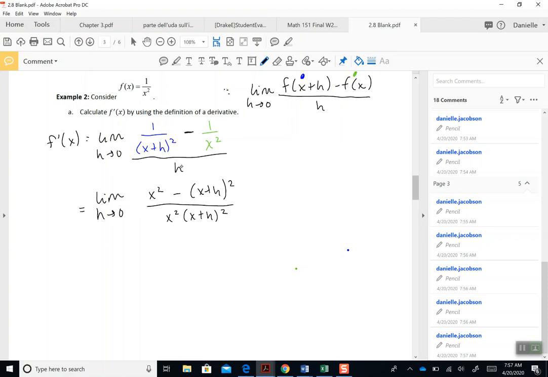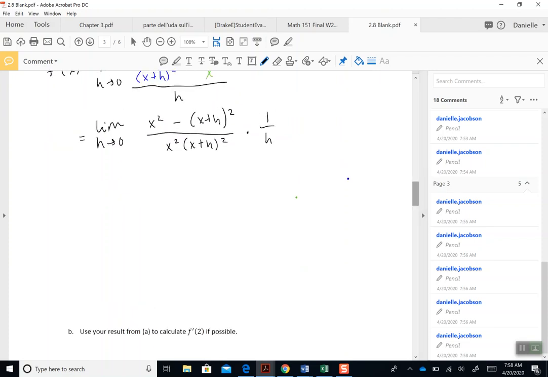Right, we have this h in the denominator, but we learned in 2.3 that we can just write this as times 1 over h. So I'm going to do that just to save myself from writing a fraction over a fraction, but it all means the same thing. Okay, so now we have some simplification to do. So I have the limit as h goes to 0. I'm definitely going to need to FOIL out that x plus h all squared. So I have x squared minus x squared plus 2xh plus h squared all over my common denominator of x squared times x plus h squared, all that multiplied by 1 over h.